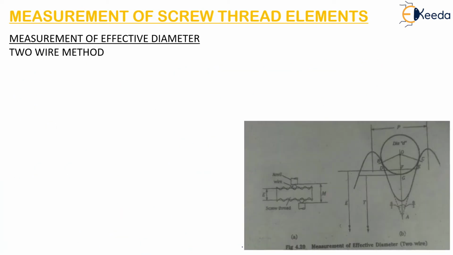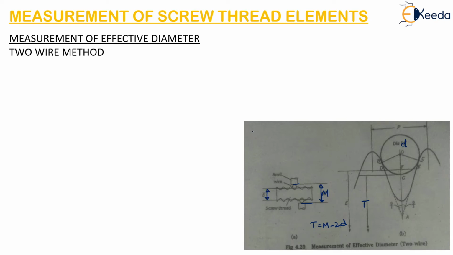So here we can see this is M, which is the dimension over the wires. Above these wires also it is covering. So this is M. Then there is T, which is the dimension under the wire. T can be written as M minus 2d. Here d is the diameter of this wire, as mentioned in this figure. And E is the effective diameter which has to be calculated.